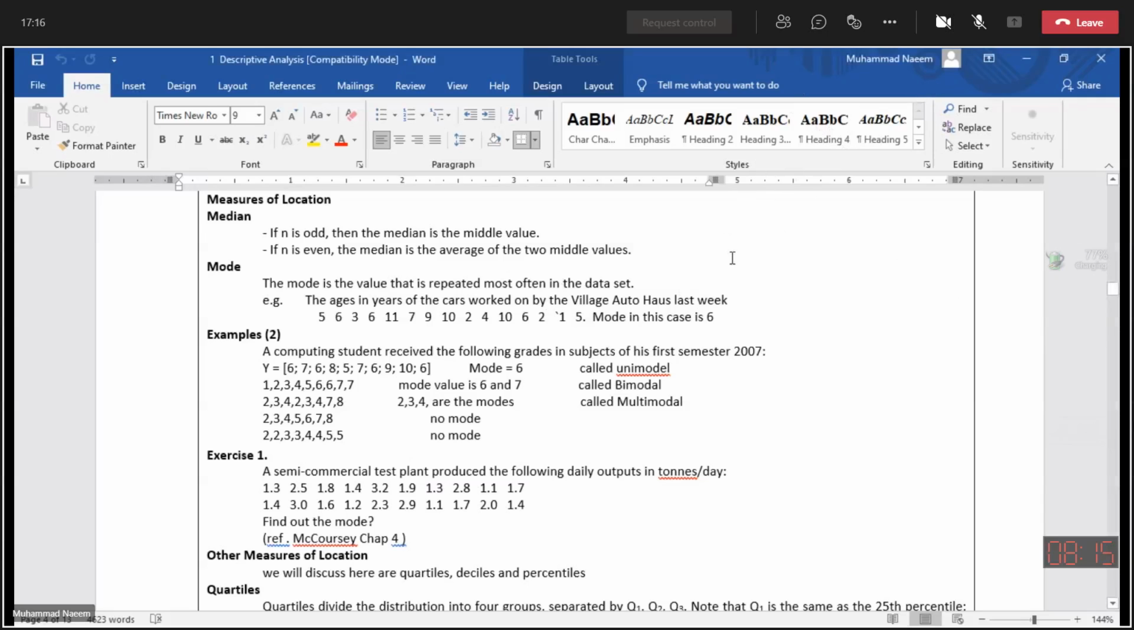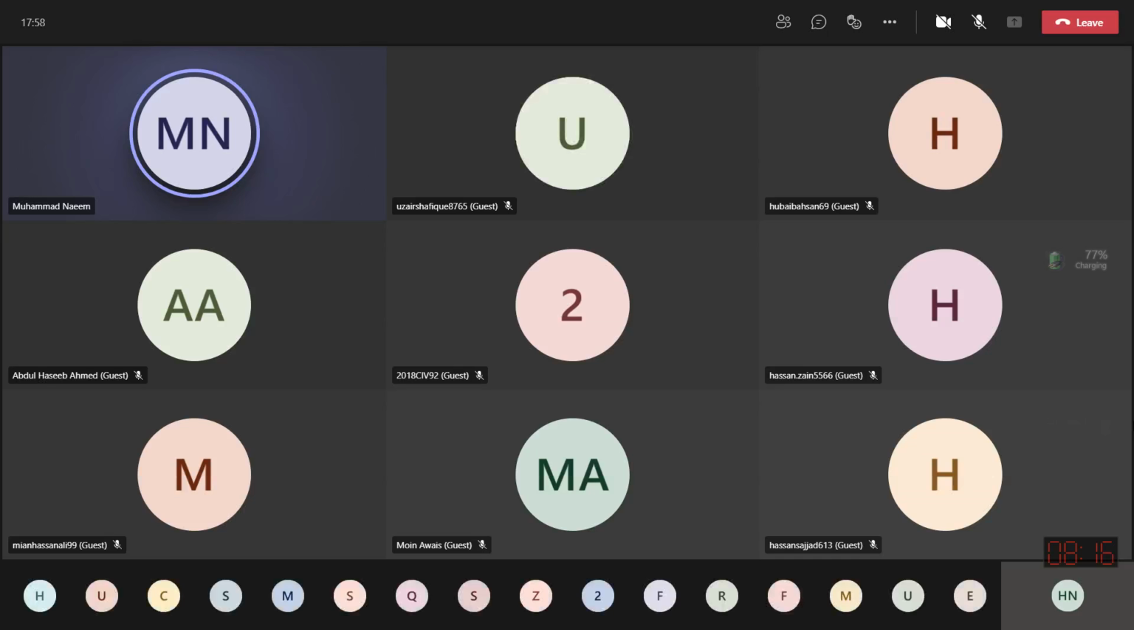Today we have to start the measure of location. In this section, we will discuss median, mode, quartile, decile, and percentile. So, let me try to understand these things.